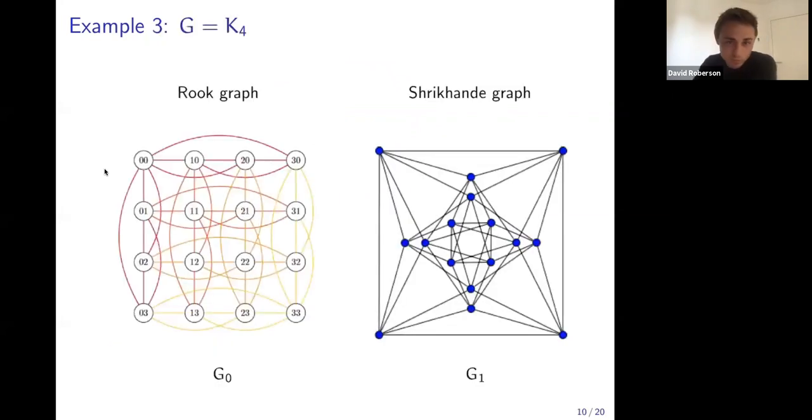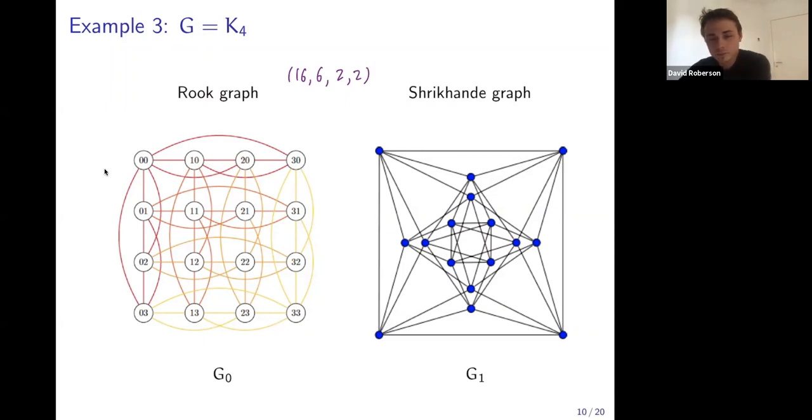Here's another example, even more complicated. If you look at the graph K4 and you construct G0 and G1, what you get are these two strongly regular graphs, the Rook graph and the Shrikhande graph, right? And these are strongly regular graphs. What are the parameters? It's 16 and then 6 and then I want to say 2, 2, right? Okay, so these are two strongly regular graphs with the same parameters.